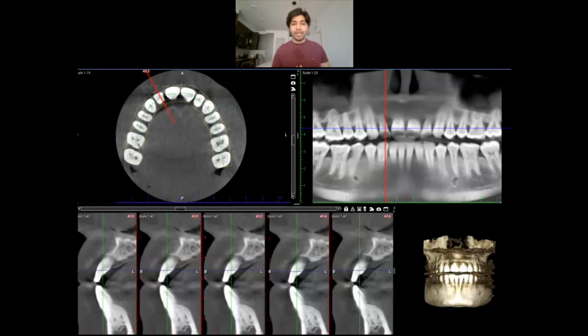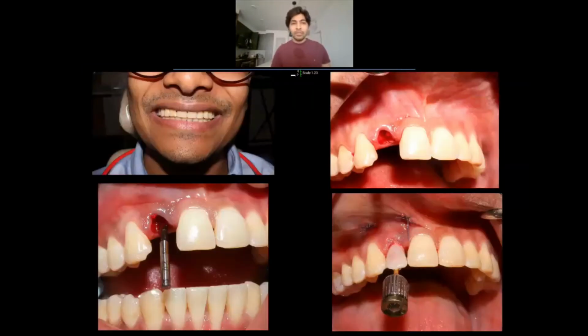As you can see, there is palatal bone and apical bone around the number 7 area, where we could plan for immediate implant placement. These are the steps for the immediate implant placement. The top left picture shows the smile line. The patient has a fairly low to medium smile line. You can also notice discoloration in the number 7 area, which is where the mobility was. The patient was not happy with the way he was smiling.